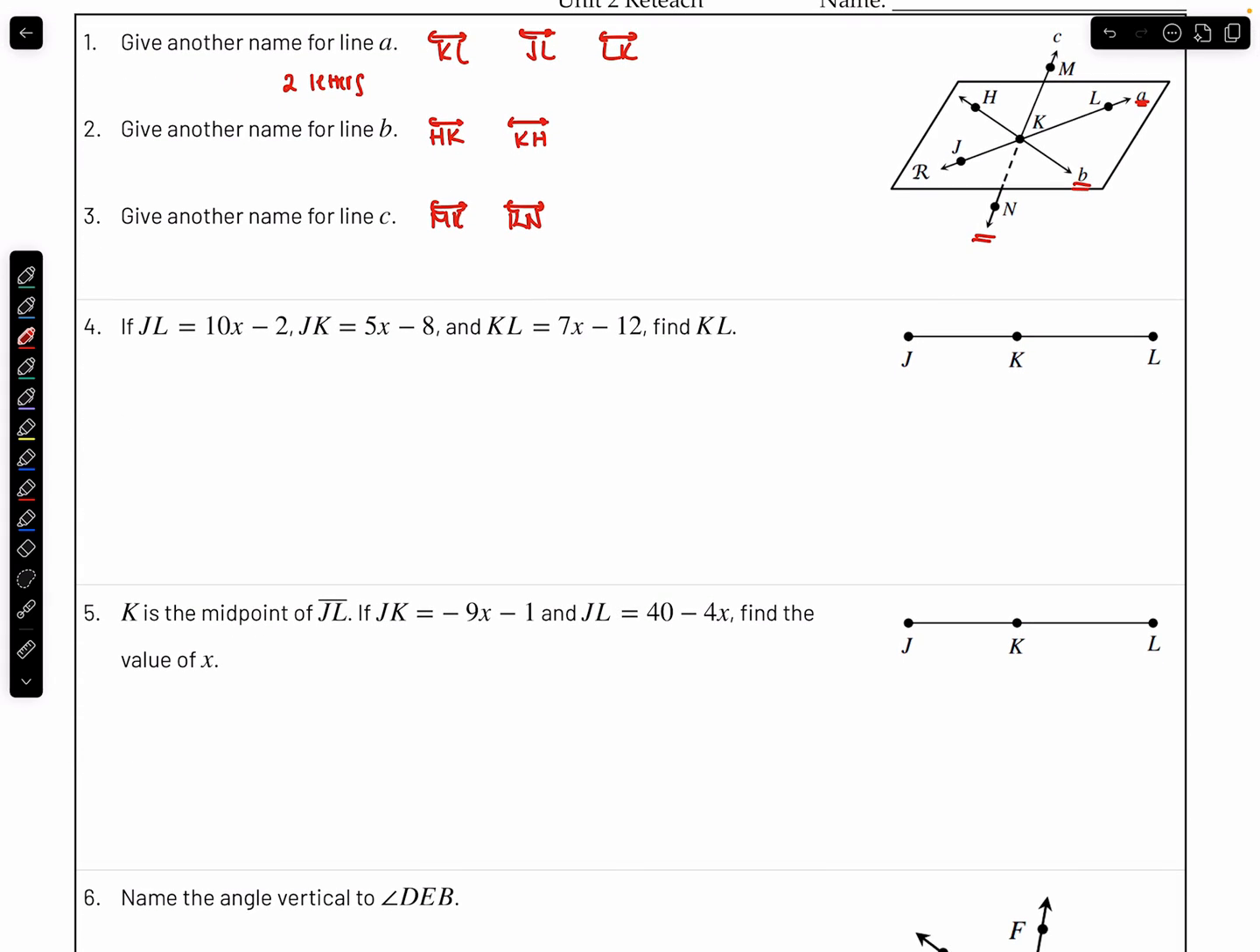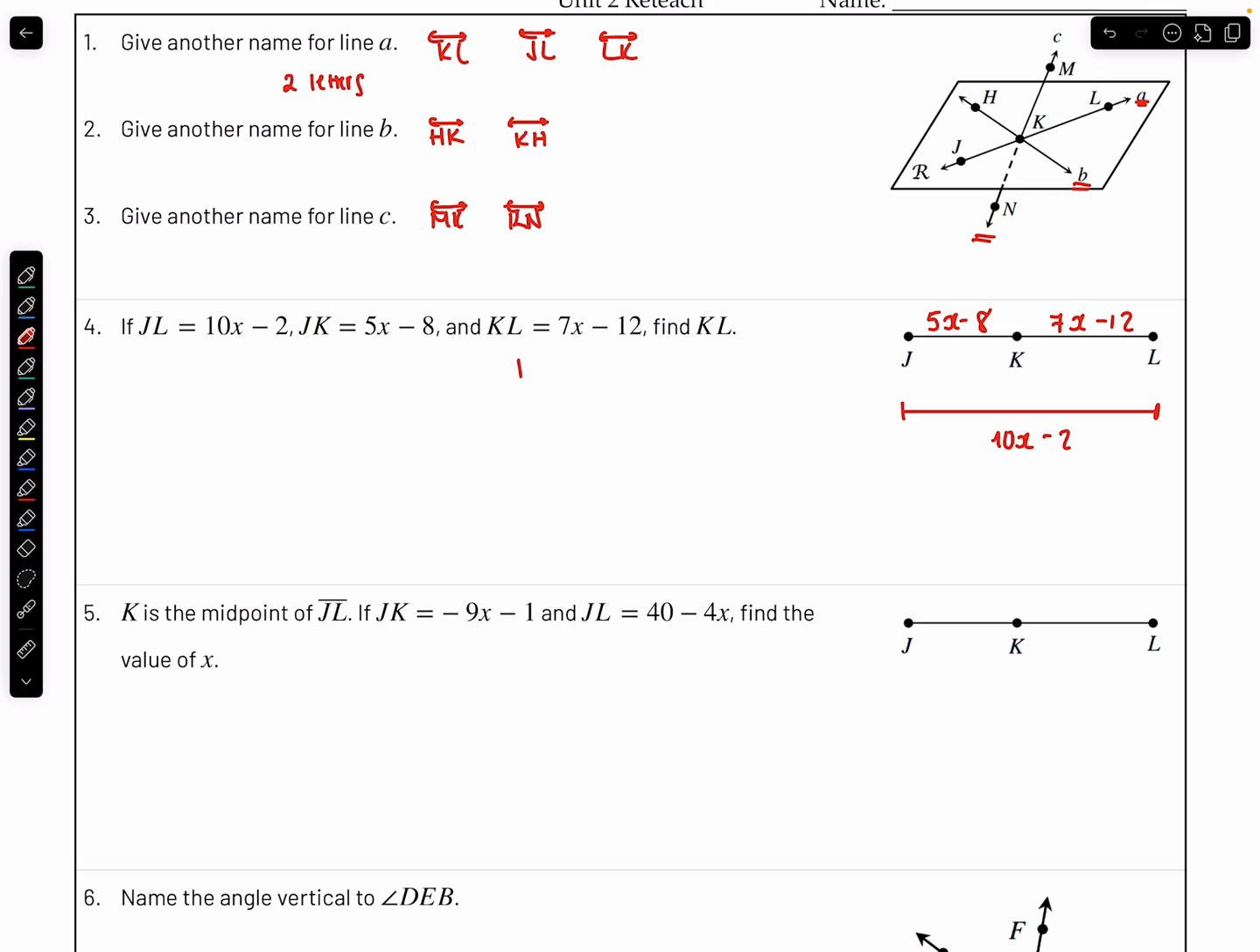JL. So here we're reading and we're labeling. So JL is going to be this line right here. That's going to be the 10x minus 2. JK is 5x minus 8. And then KL is 7x minus 12.